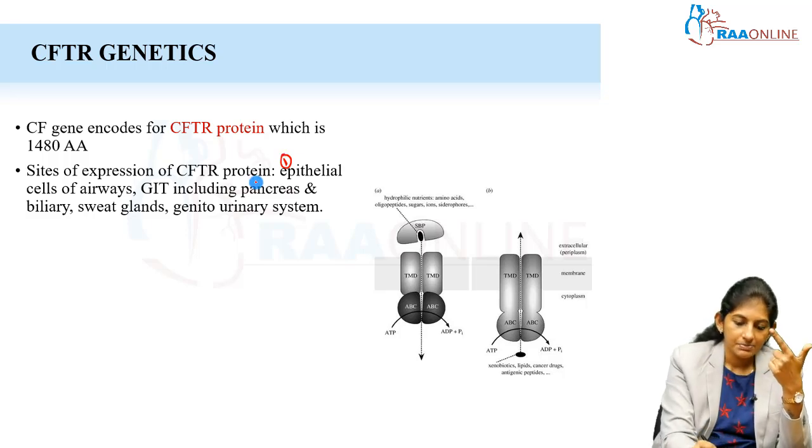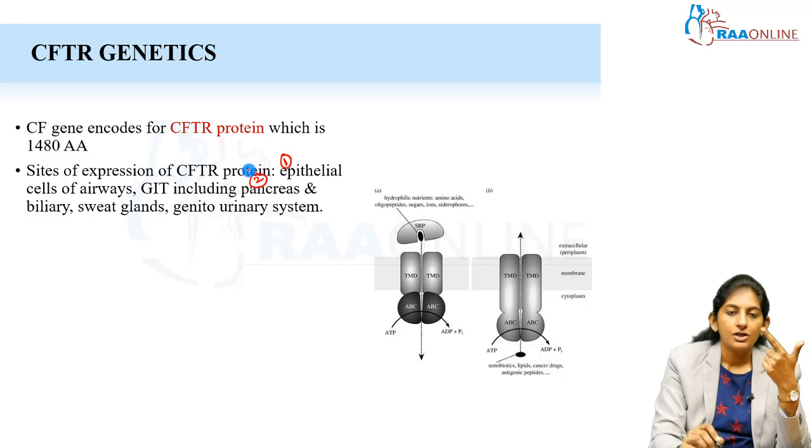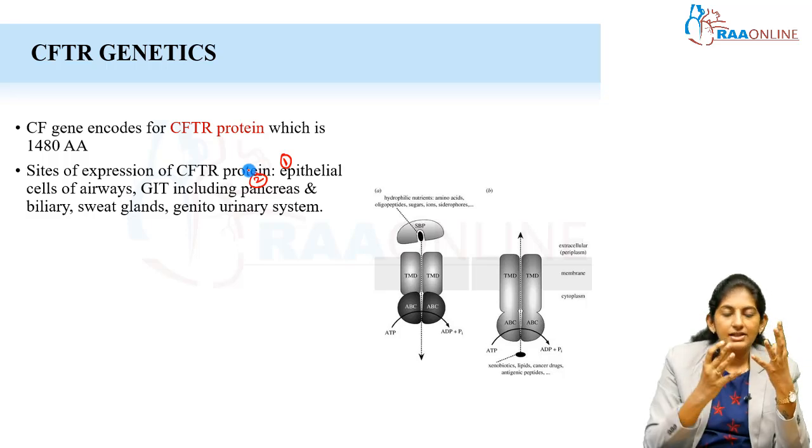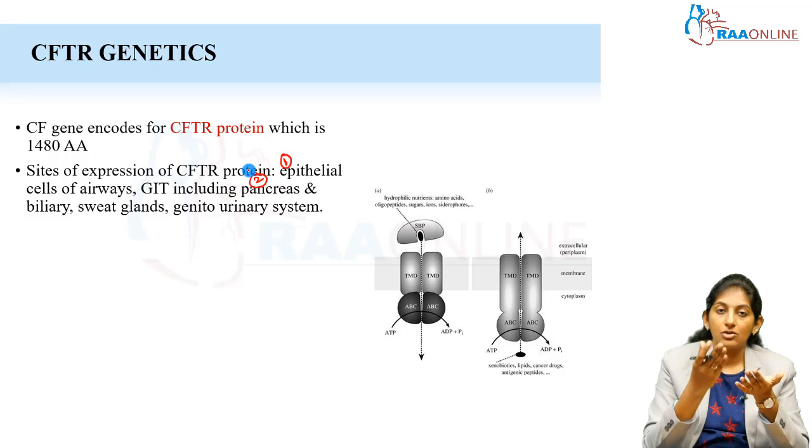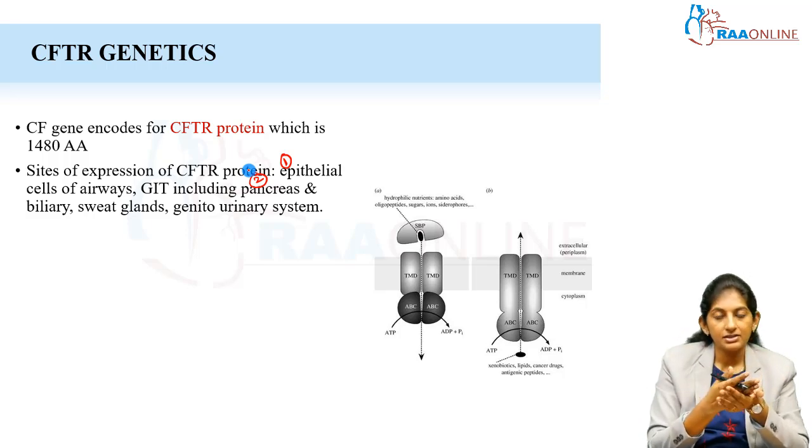Second, it is expressed in the pancreas. So it causes viscid secretion in the pancreatic ducts, and that causes pancreatic duct obstruction. So the pancreatic enzymes are not coming out, and we have to replace the pancreatic enzymes from outside.